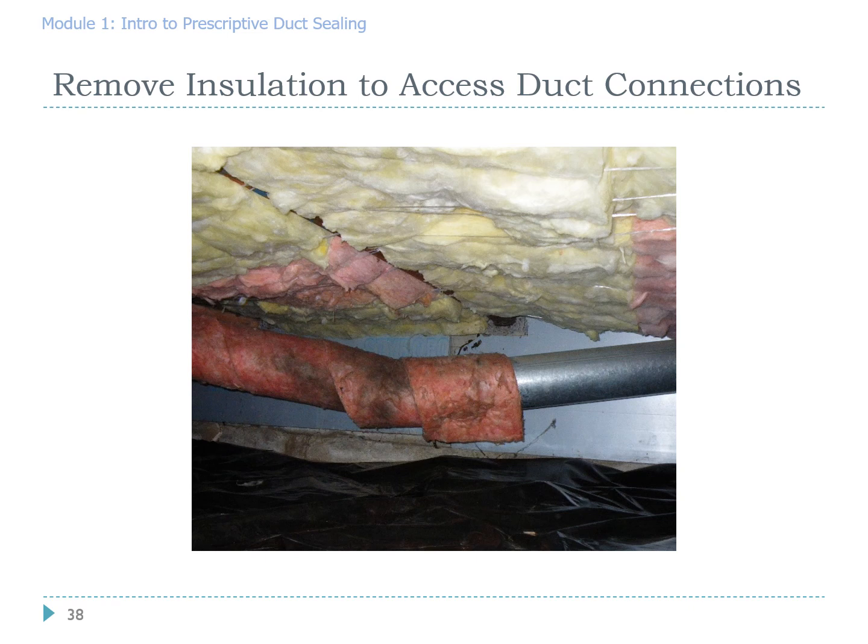Existing duct insulation over sheet metal ducts is not considered a barrier to sealing those ducts. You must remove the insulation to access the duct connections beneath that insulation.